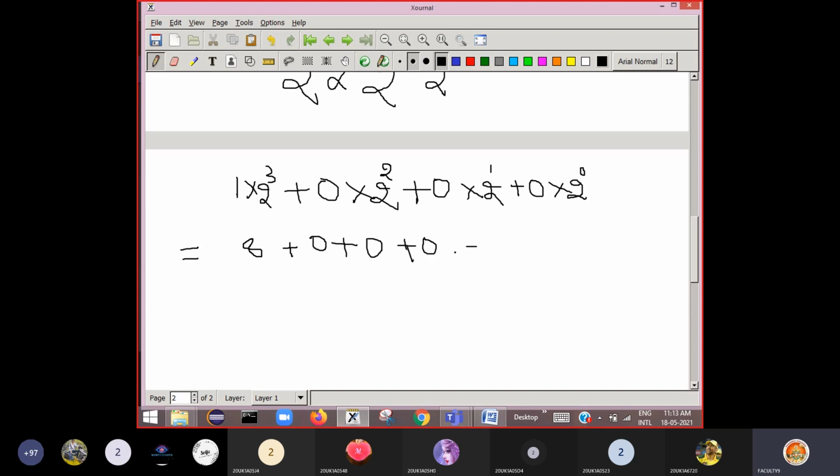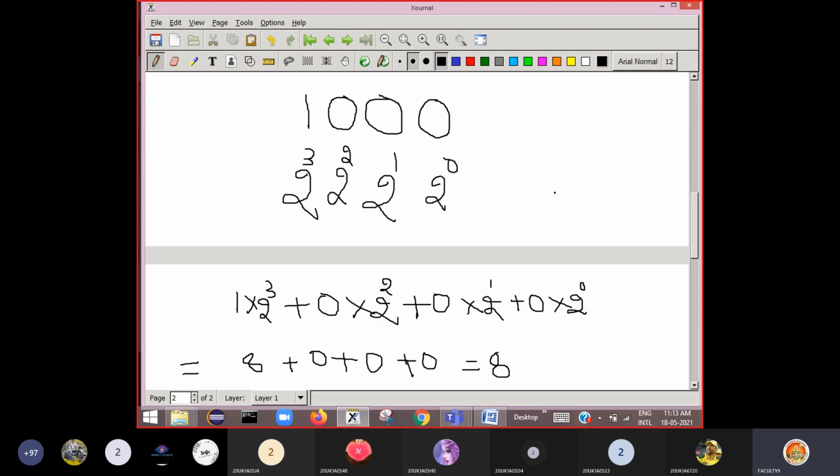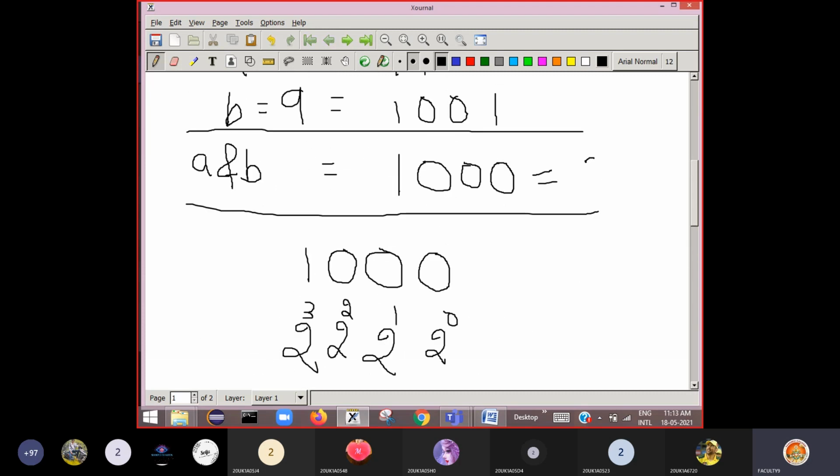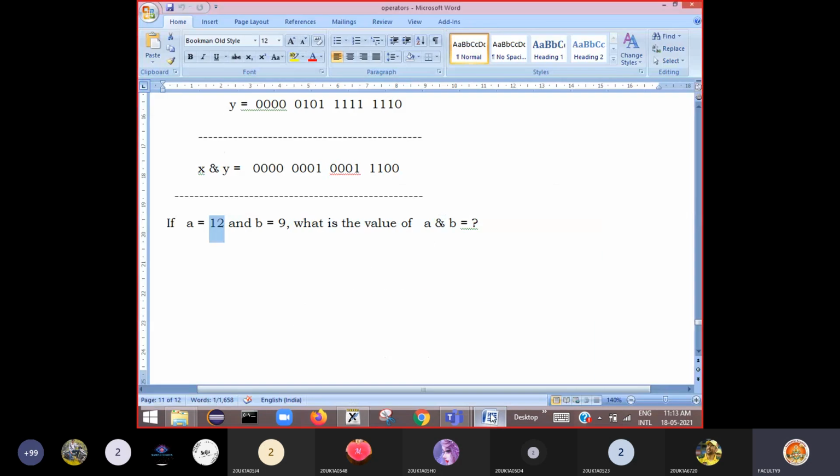Okay. So then what is the result finally you will get? This is nothing but 8. So that means what is the answer here? When you perform A and B, then the result is 8. Okay, so you should express the answer here. A and B is equal to how much? A and B is equal to 8. Okay, so the answer will be 8 here.